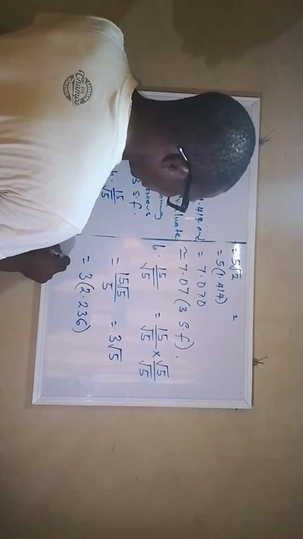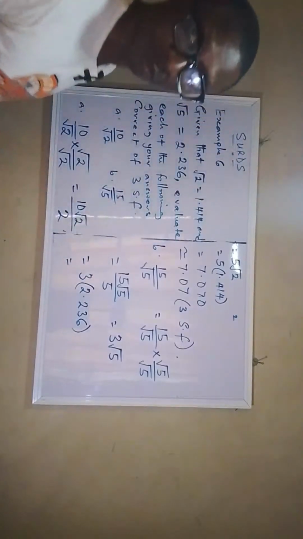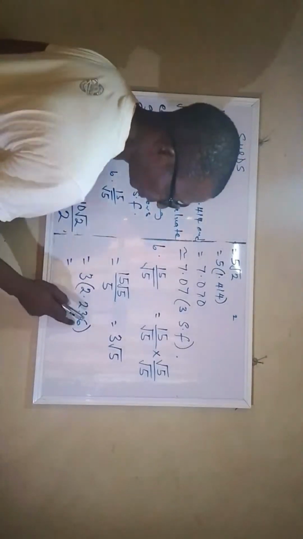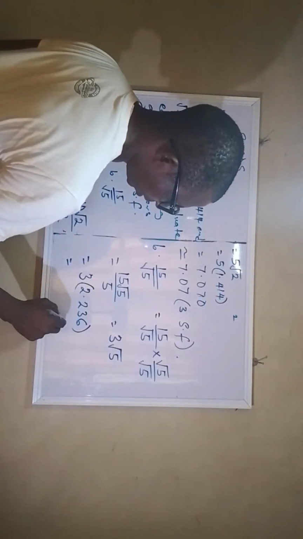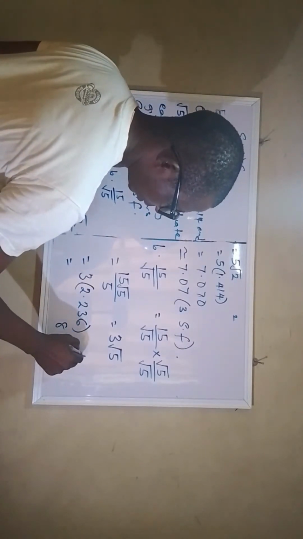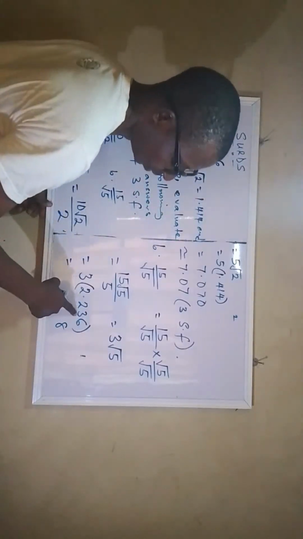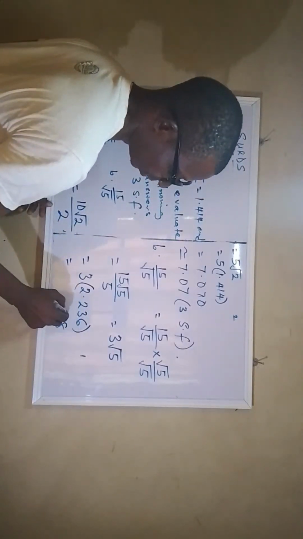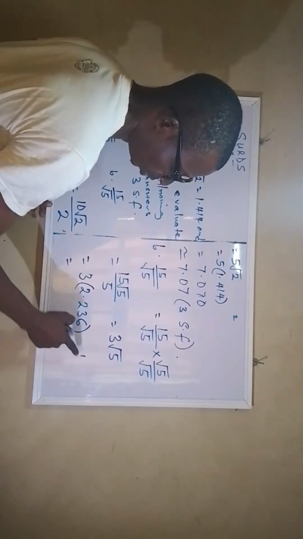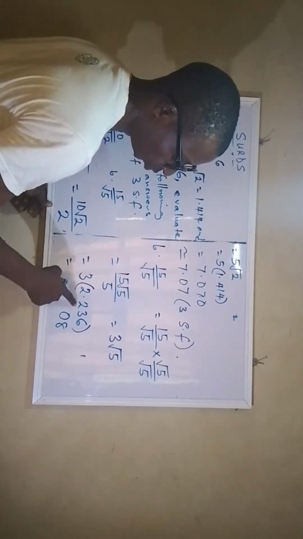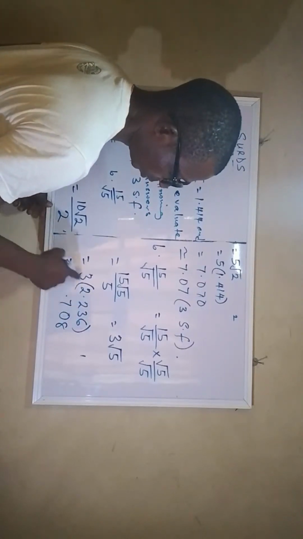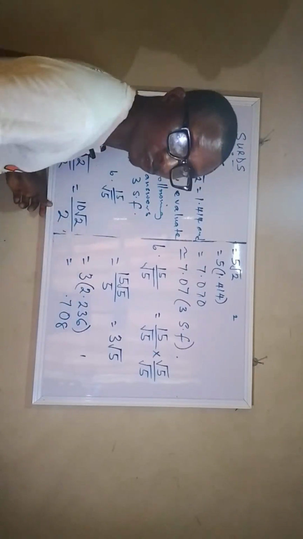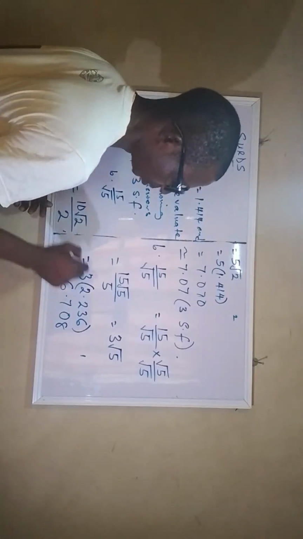2.236. So we multiply. Now let's do the multiplication together. 3 times 6, that's 18. Okay, so we write 8. We keep 1. 3 times 3, 9, plus 1, 10. You write 0, you keep 1. 3 times 2, 6, plus 1, 7. So 3 times 2, that is 6.